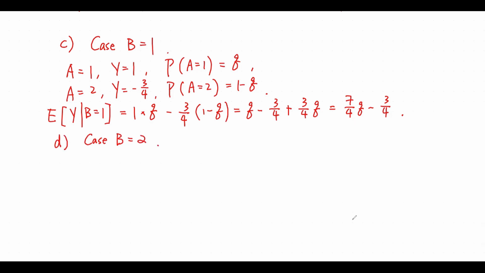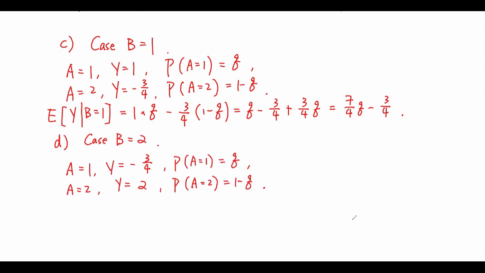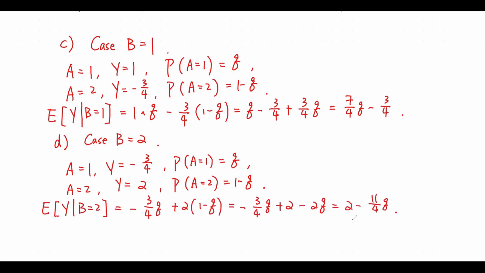Case B equals 2. For A equals 1, Y equals minus 3 over 4. For A equals 2, Y equals 2. Then the expected value of Y for this case equals this one.